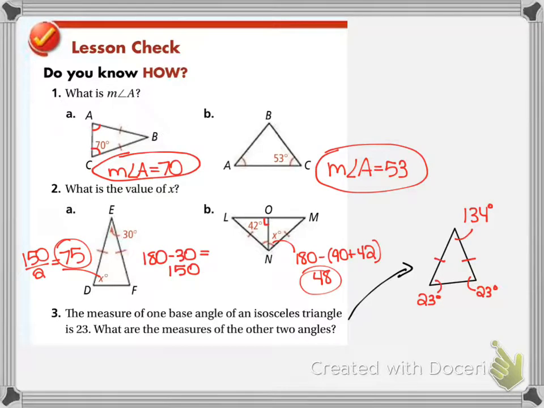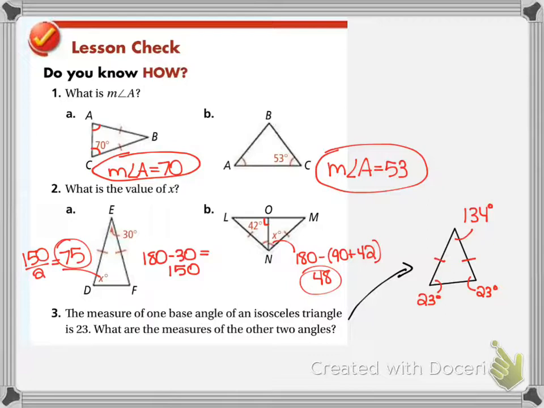Okay, so here are the answers to those problems. Number 1, A and B, those are pretty self-explanatory. For number 2, you were given the vertex angle. So if you subtract that from 180 and divide by 2, you get each base angle in that isosceles triangle. And then in part B, I just wanted to show you a different way to approach that than the way we did it in the previous example.